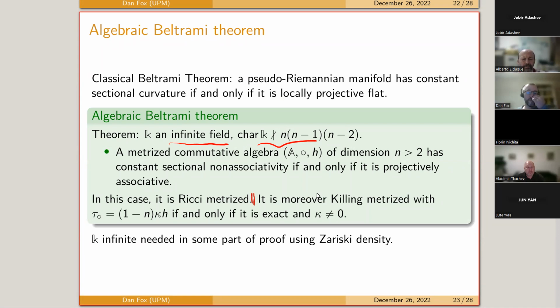And if it's exact, then it's in fact Killing metrized, because the Ricci tensor and the Killing tensor are the same up to sign in the exact case. The reason I have to assume an infinite field is, again, there's some Zariski density argument in one of the directions. Maybe constant sectional non-associativity is not a purely tensorial condition because it involves a ratio of tensorial expressions.